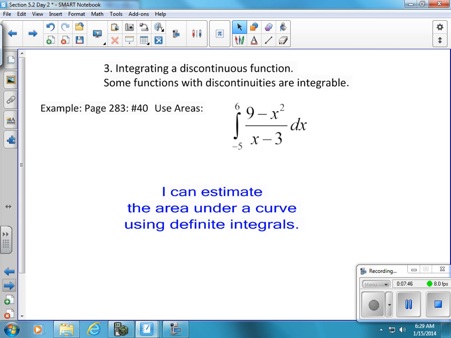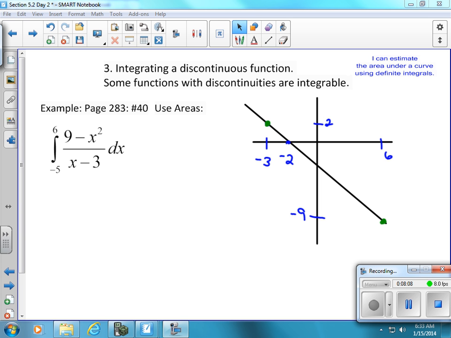All right, last but not least, sometimes we can integrate a discontinuous function, even though this function actually has a little hole in it, at x equals 3, we can find the areas under the curve for this function. Let me draw the graph. Okay, so here's a picture of our graph.